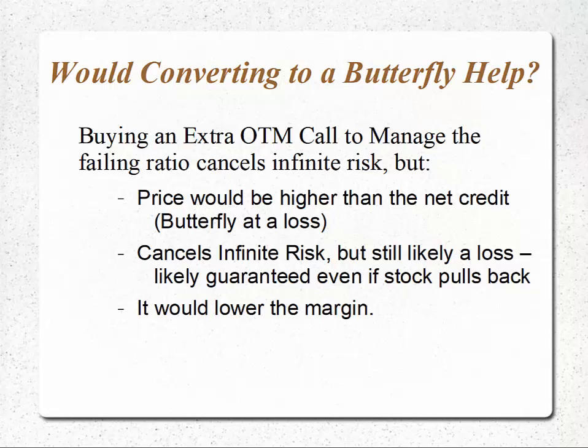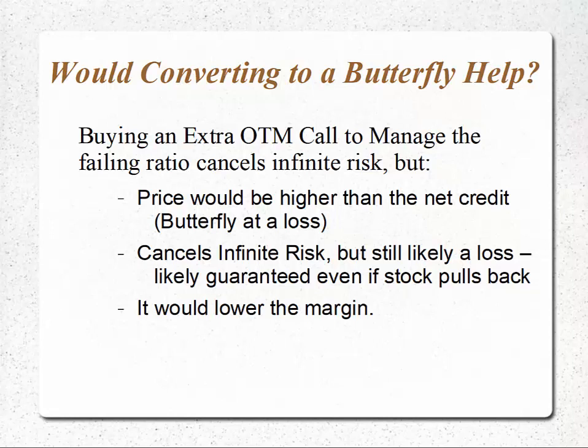Now, other management ideas come in at this point in the conversation, and naturally that's what we expect. And they're good comments. So here we are in a ratio spread, sold 67.5 calls, bought half as many 66.5s, and the stock has moved up to $68, $69, maybe $70. Could I convert to a butterfly at this point to help? Well, what would that be?